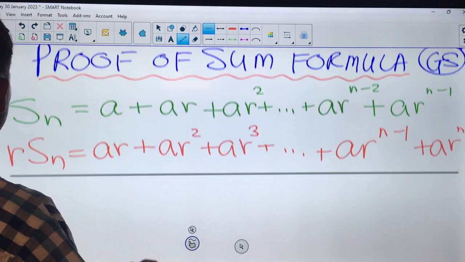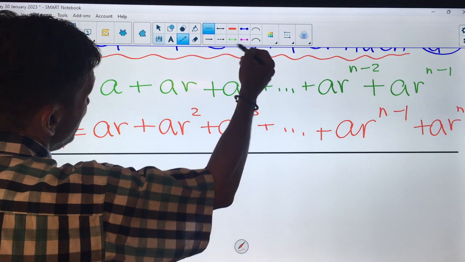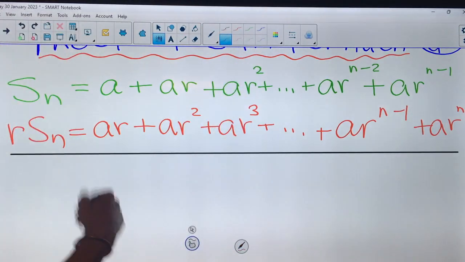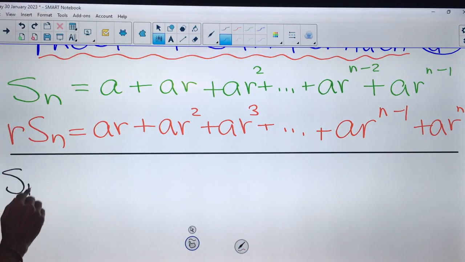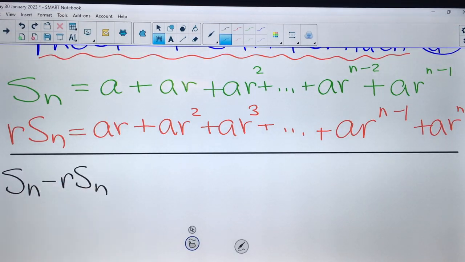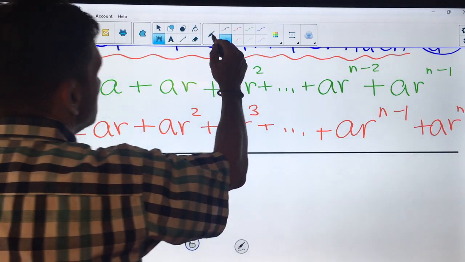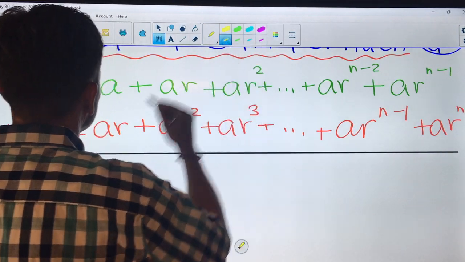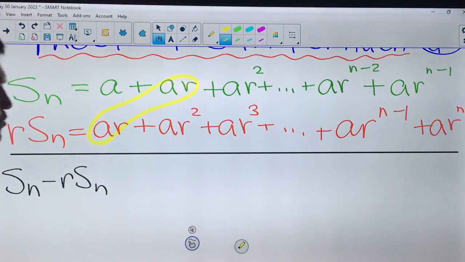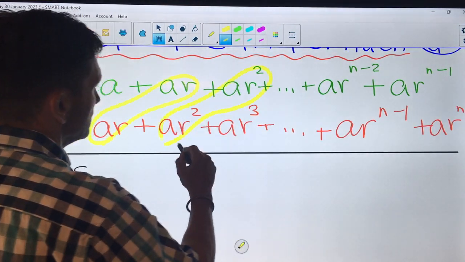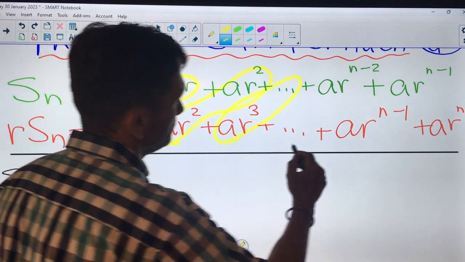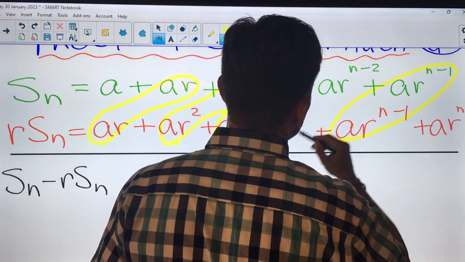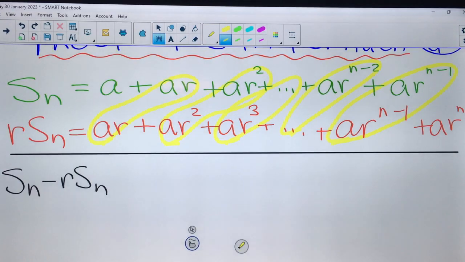Now I subtract the two from each other. In fact, this one is easier than the sum formula for the other one. I'm subtracting the two from each other, so Sn minus R Sn. Now note the following. If I subtract, those two will cancel out each other. These two will cancel out each other. This one with the one that was there, this one with that one, and this one with the one that was supposed to be there.